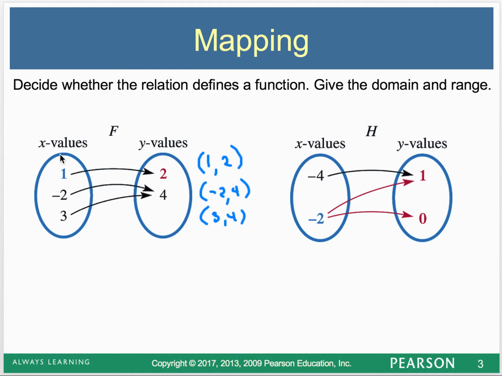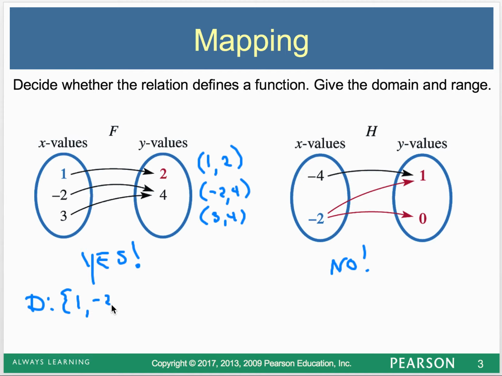So all I'm looking for, again, are my x values. Look, they only have one line leading out from each one. Each x is different. So yes, this is a function. Let's look over here. Look at this. This -2 is mapped to a 1 and to a 0. No, not a function. Okay, so what's the domain of this one?